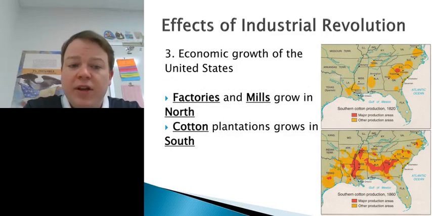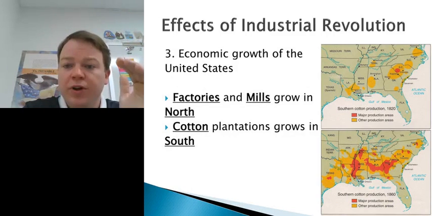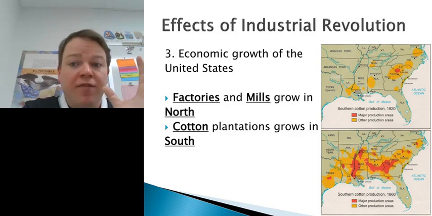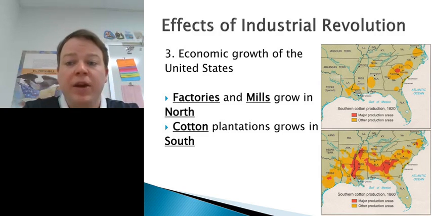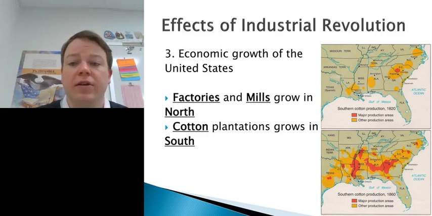Economic growth of the United States is going to happen kind of unevenly, or I shouldn't say unevenly, it's going to happen differently. In the north, what you're going to see is the growth of factories and mills. Again, way back to the beginning of this unit. Why? Geography. Not a lot of farmland up in the north, so you're going to see factories and mills. Down in the south, where we have the farmland and the geographical conditions to grow cash crops, you're going to see cotton plantations grow throughout the South. And a big main reason for that is going to be the cotton gin. We're going to talk about that later on in the week.